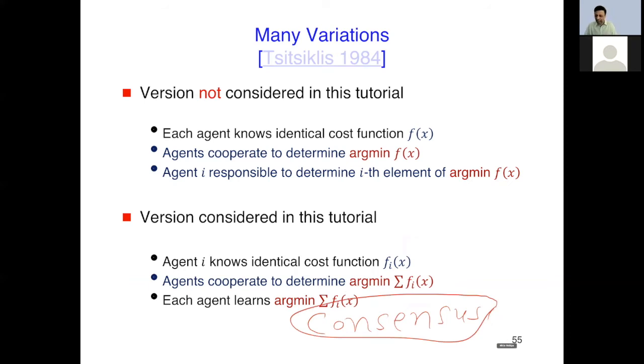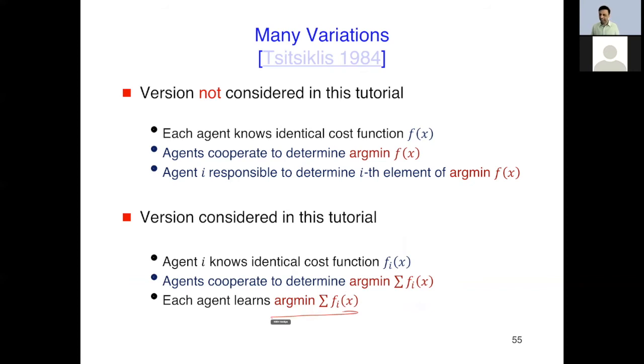Consensus just means agreeing on something, but what they're agreeing on is this value. And when I say agree on, they actually learn that value. So they all learn an identical answer, a vector x that's in argmin of sigma fi(x).